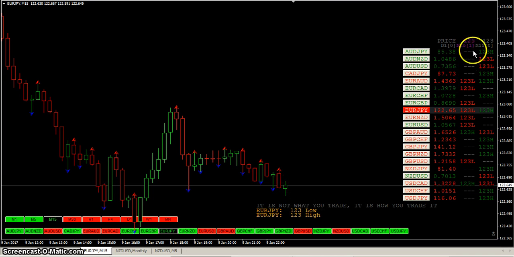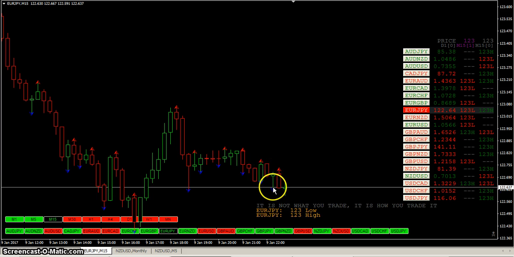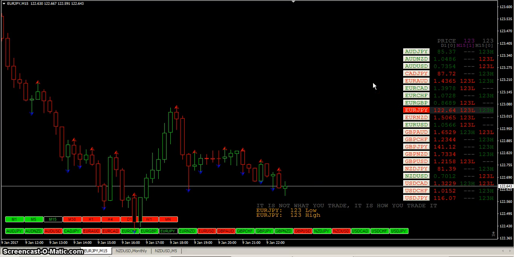But if you set it back a bar, then this bar is not included. So since this bar is not included, you've got 1, 2, 3, so you've got a low. Just like what it says there, a low. So that's the bar pattern.